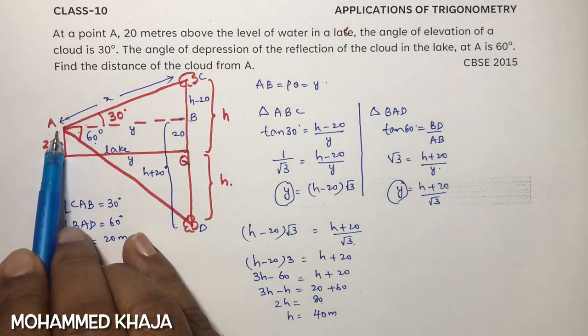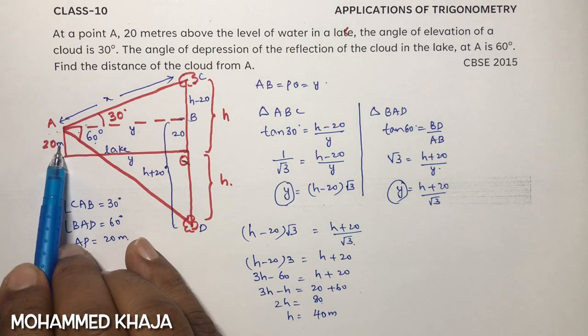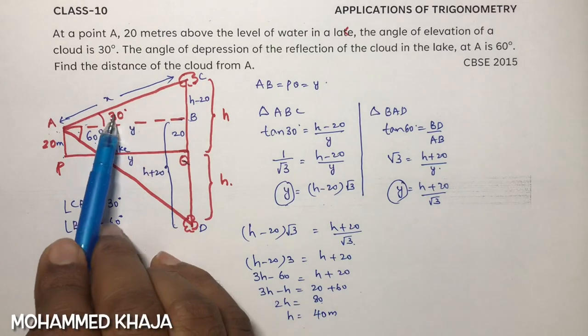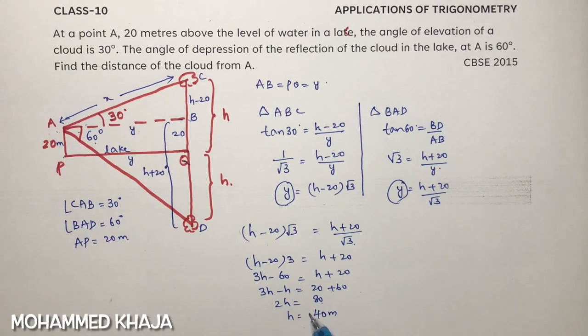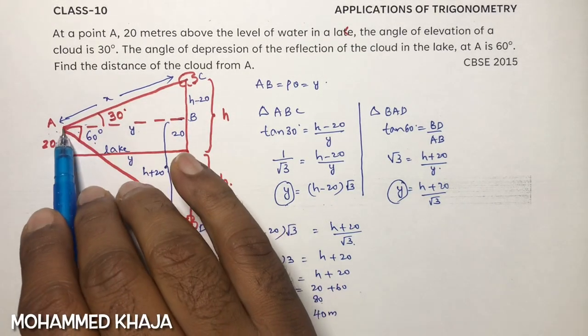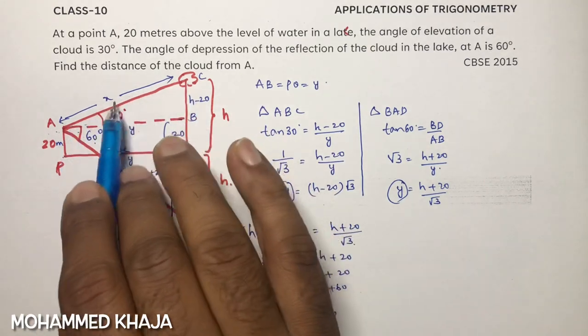See, at whatever point of observation we are observing, the height of the cloud will be double if the angles are 30 and 60. But they are not asking the height, they are asking the distance from the point A to the cloud, so they are asking x.